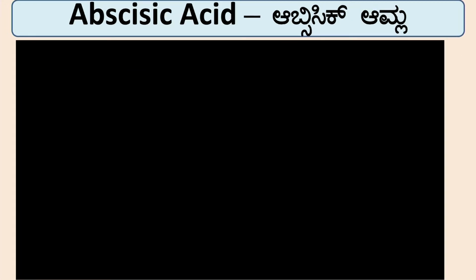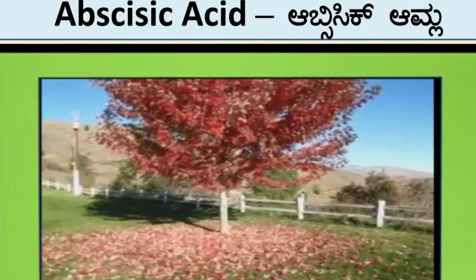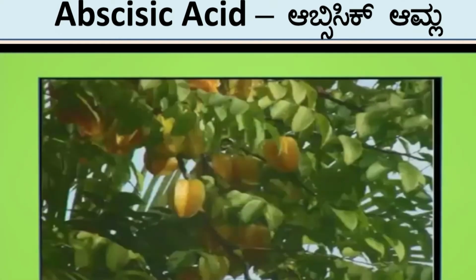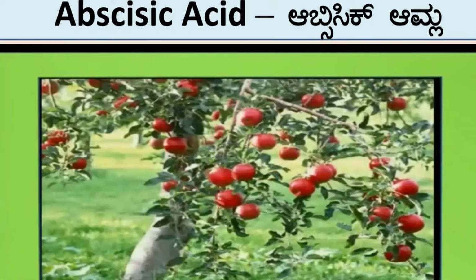Next we will see another type of hormone, that is abscisic acid. In Kannada it is called abscisic amla. It inhibits the growth of parts of the plant. Here you can see many leaves have fallen, many fruits have fallen. That is because the leaves which are old dry up and die and fall off. This is done by abscisic acid. So, like this, these hormones play a very important role.